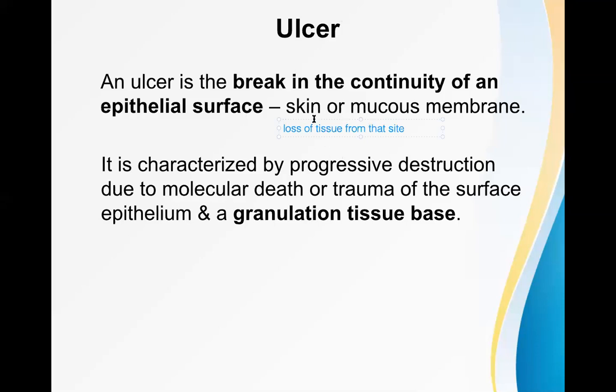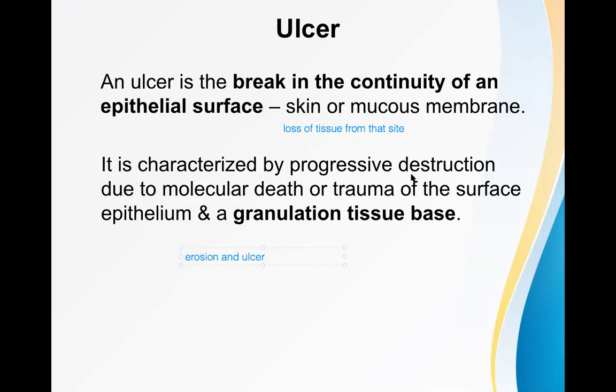Now, why I am including this part here? Sometimes there is a term which is known as erosion. And there is a term known as ulcer. So what is the difference between them? Erosion is a very superficial break in the continuity of an epithelial surface. It is not deeper. From erosion, the definite tissue is not lost, but in ulcer, there is definite loss of tissue from that site.